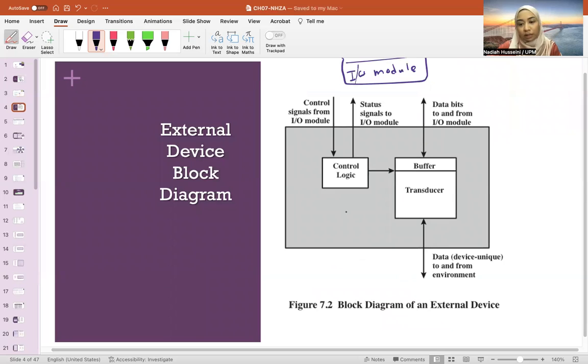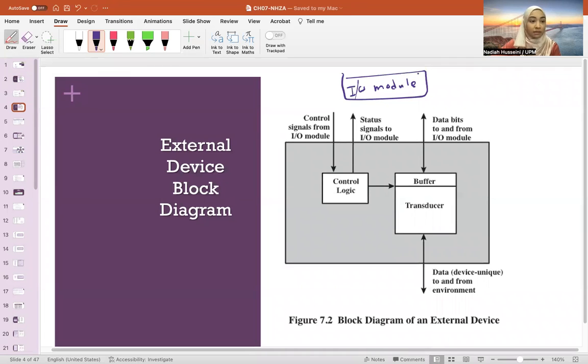So this is your external device that they are going to discuss here. For your external device, you have your control logic, your transducer, and your buffer over here. You have your control signals from the I/O module, status signal from the I/O module, data bits to and from the I/O module. As I drew over here, we have the I/O module up here. We have links going on, but we did not define what the links are.